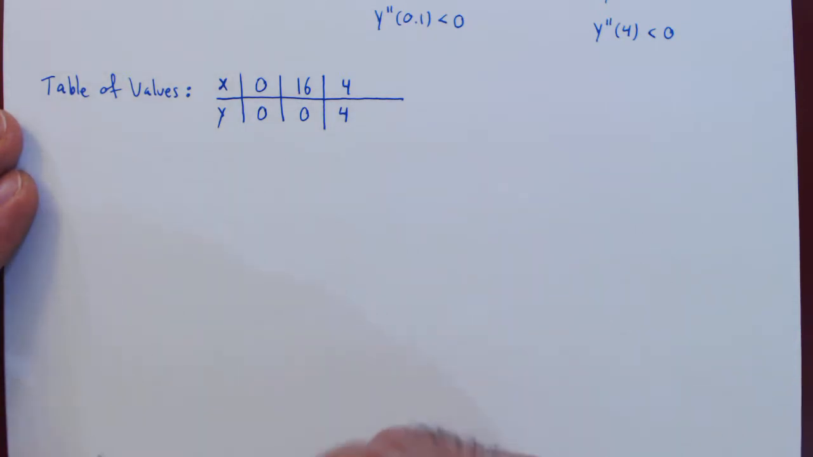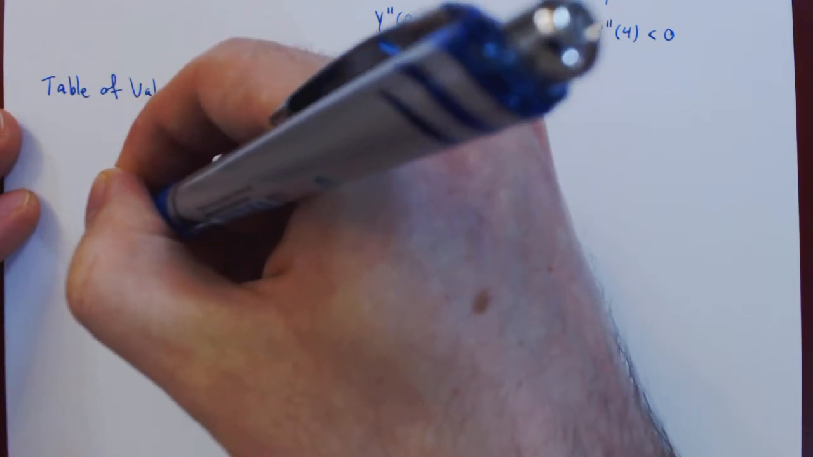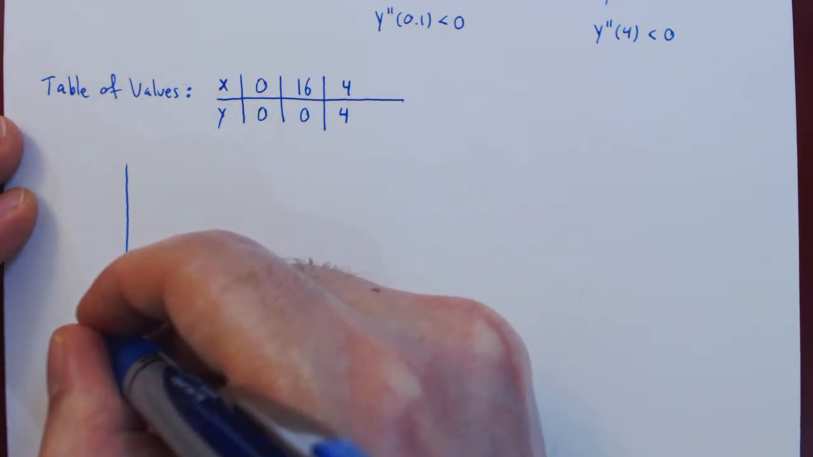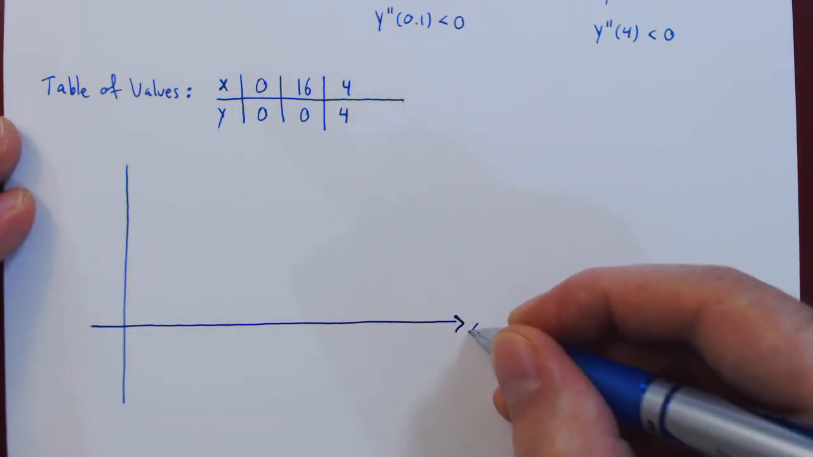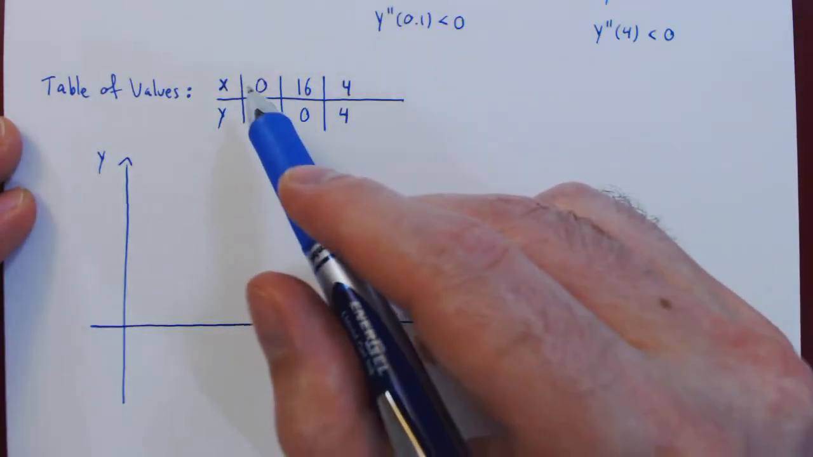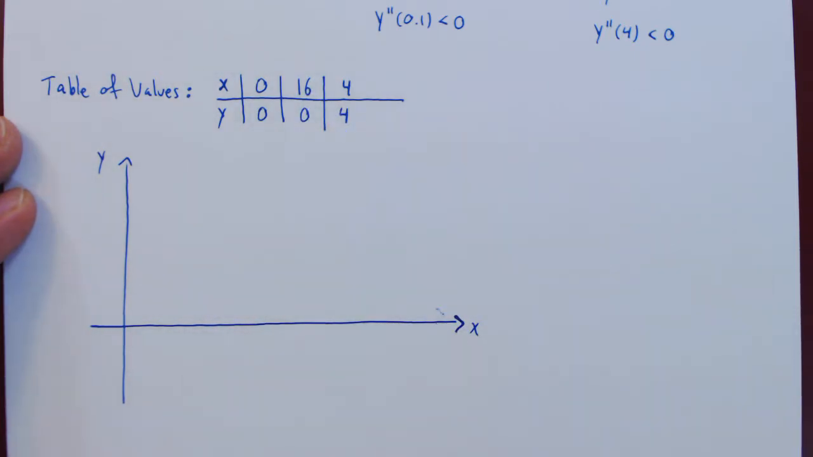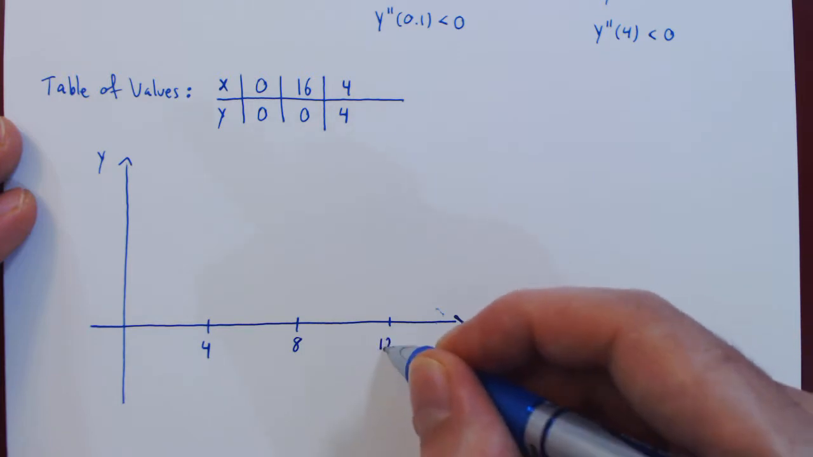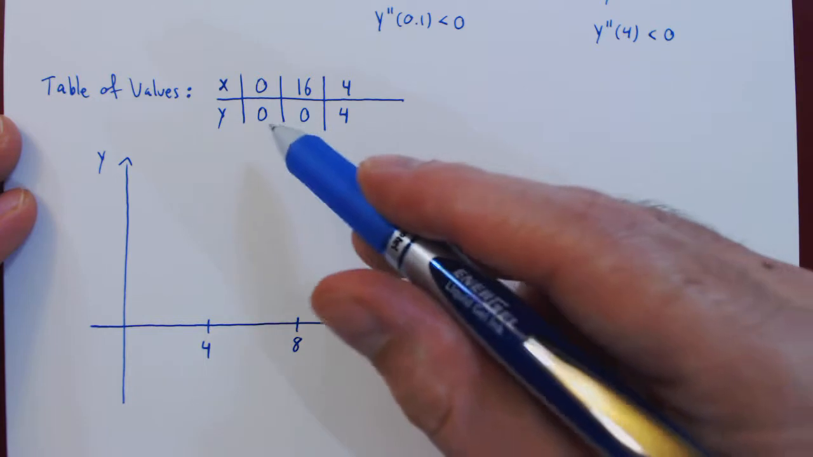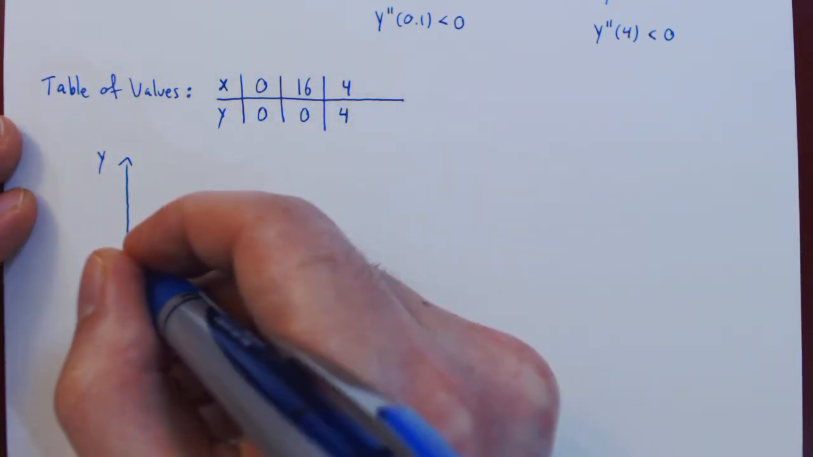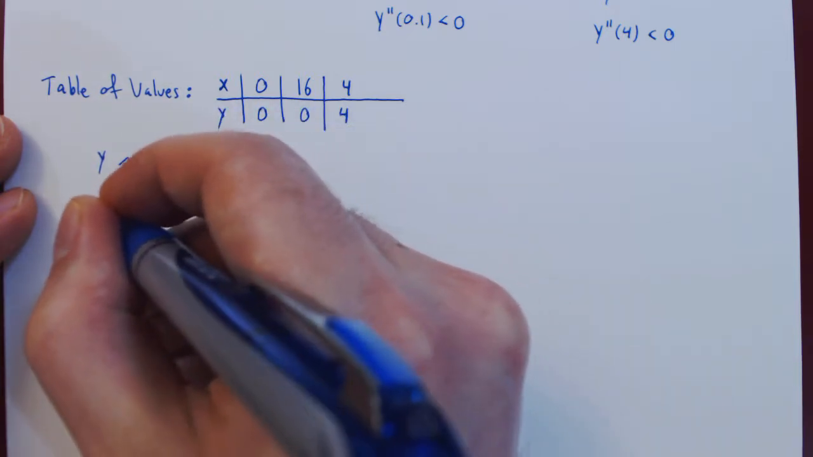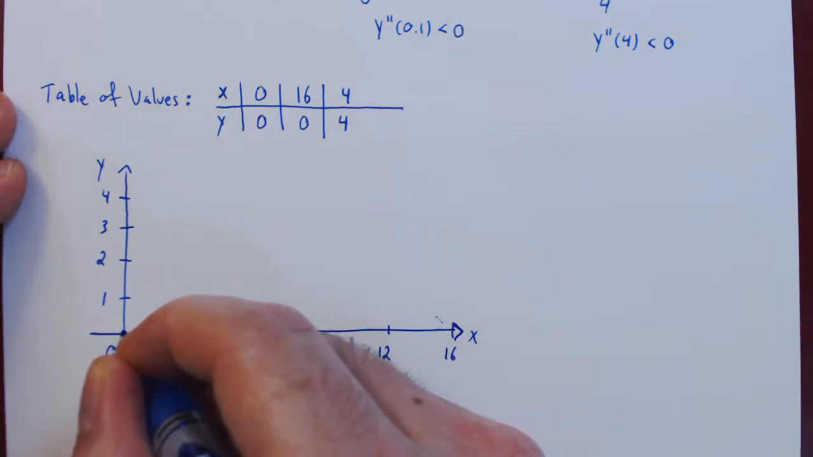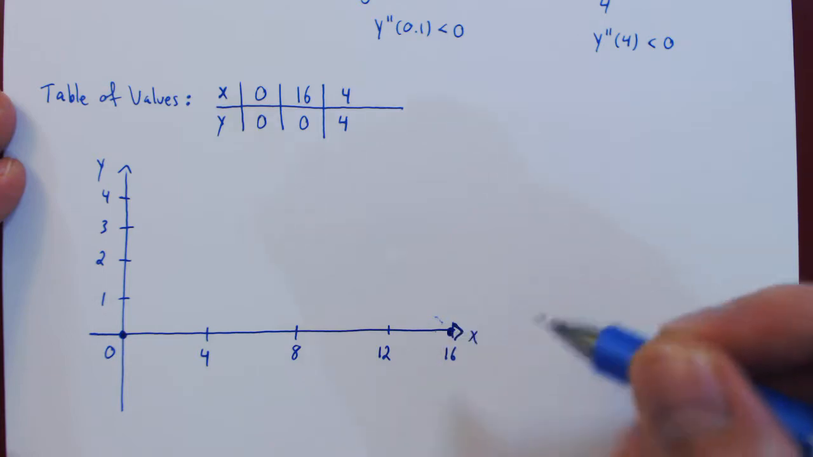So we only have 3 points of interest. And since the function, again, is only defined for non-negative values of x, we do not need to extend the x-axis along the negative portion of our graph. The x ranges from 0 to 16, so we can go in steps of, say, 4. And the y values range from 0 to 4, so we can go in, say, steps of 1 here. Let's include our 3 points. So we have the point 0, 0, the point 16, 0, and the point 4, 4.